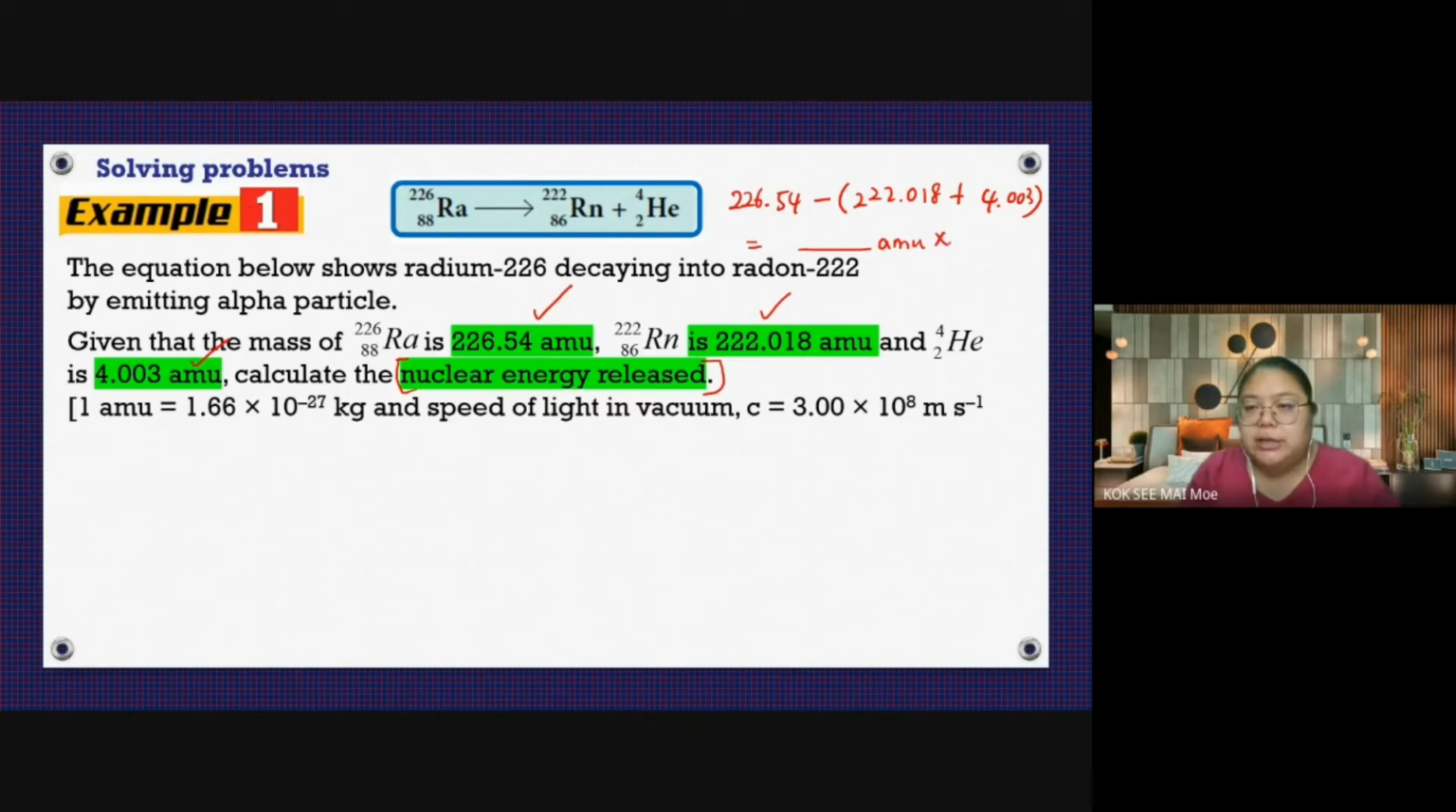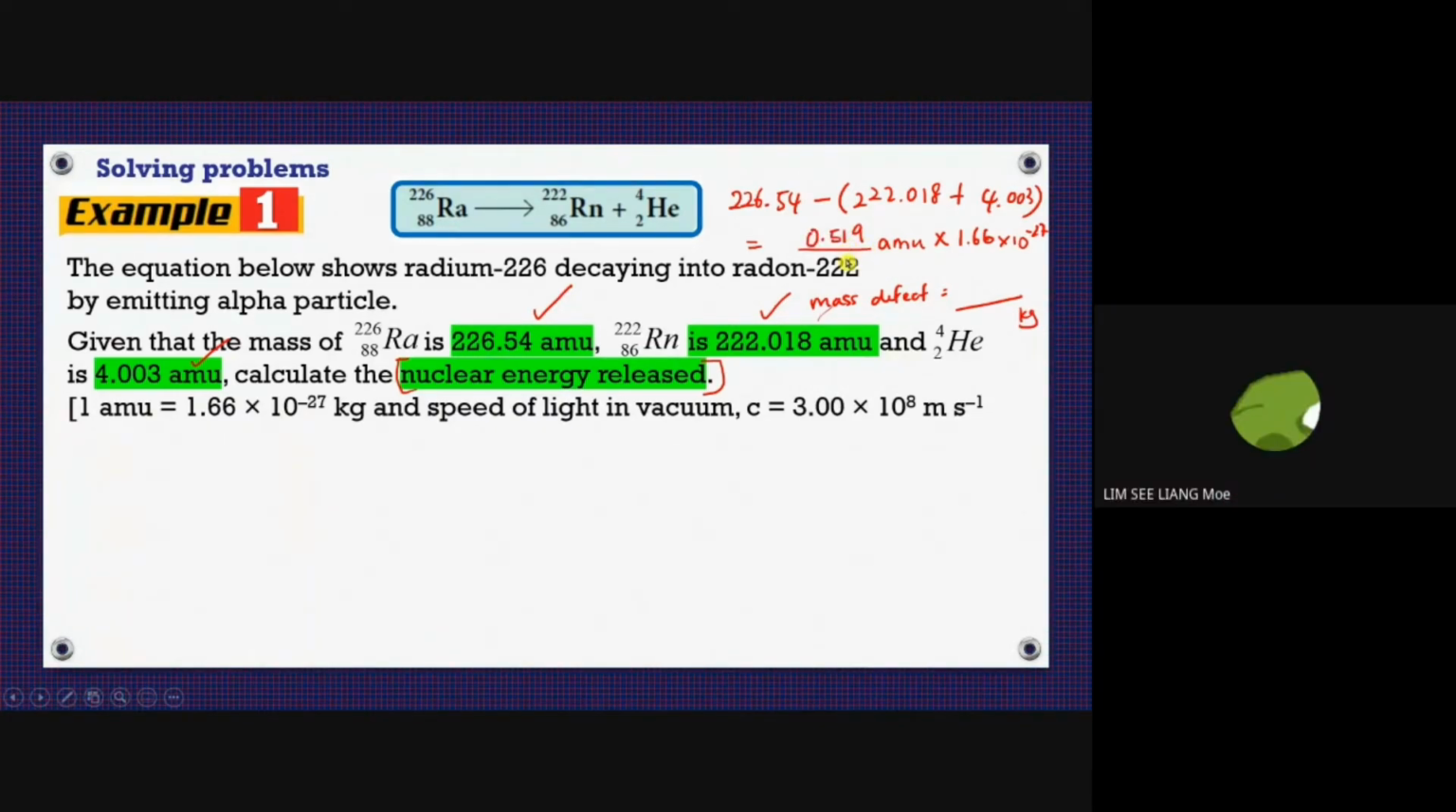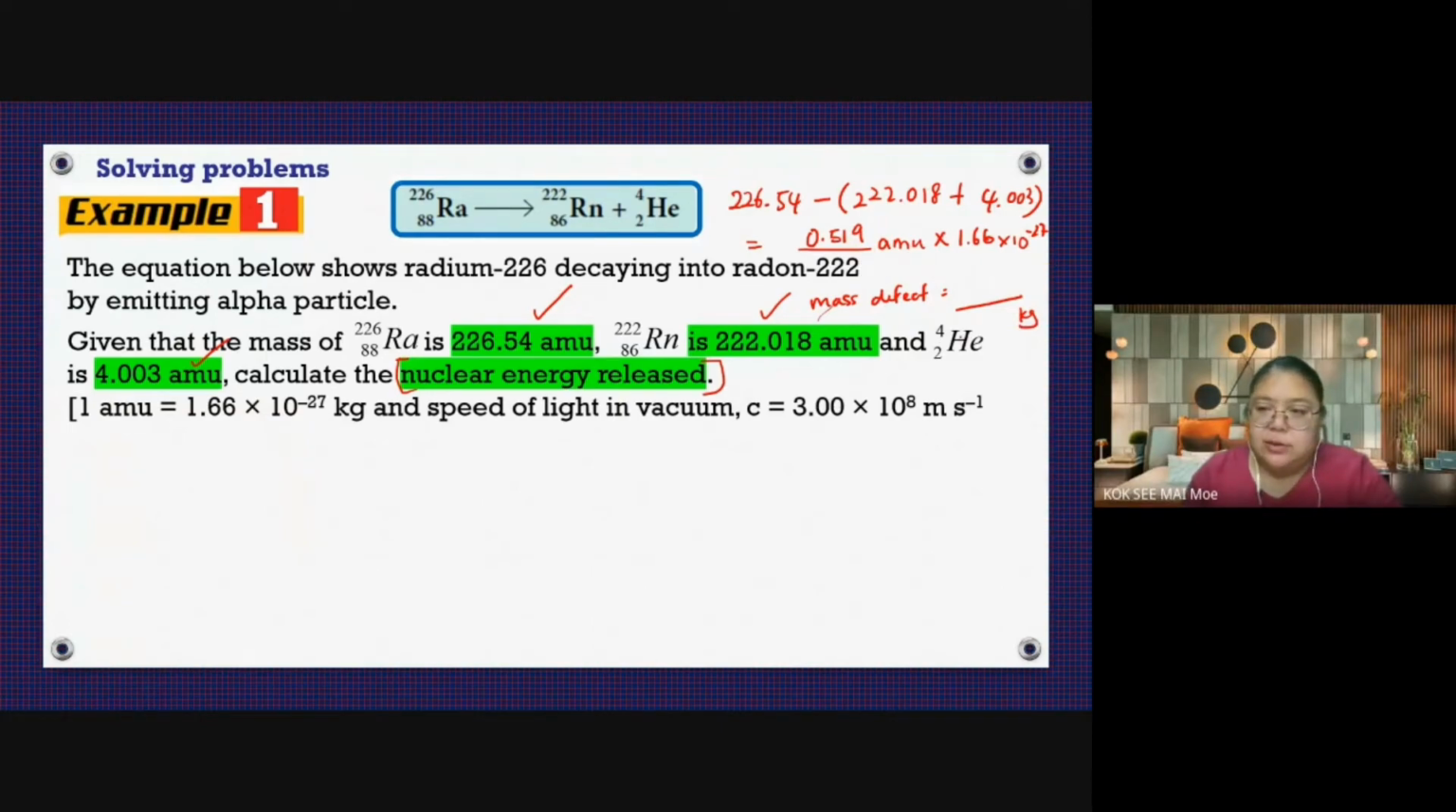After that, you go to change. Multiply by 1.66 times 10 power negative 27, then you get the mass defect in kg. Okay, please do it now. Then after that, we're going to check the answer. Is it 0.519? Yes. So you multiply this one, and finally you get 8.6154 times 10 power of negative 28.